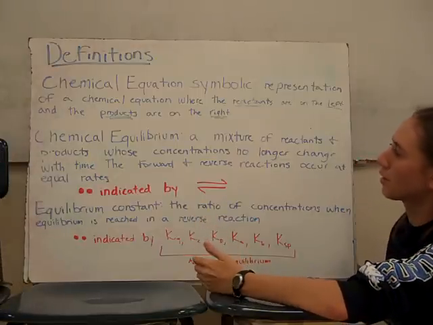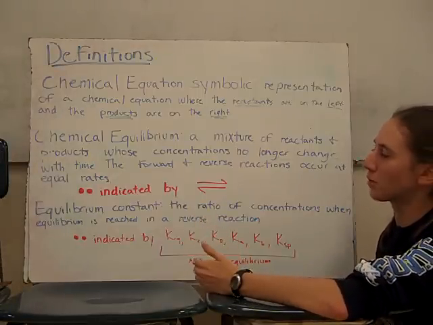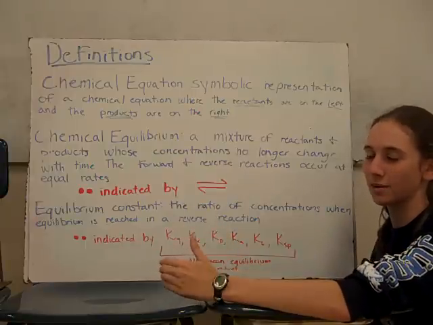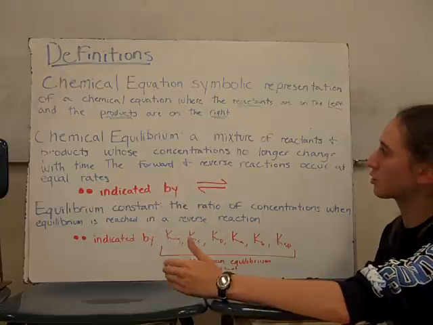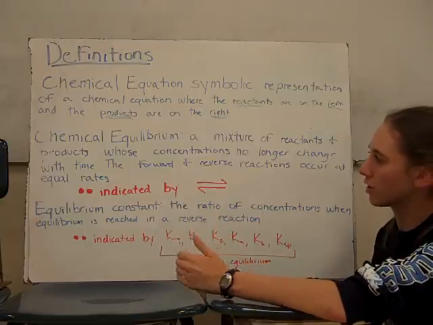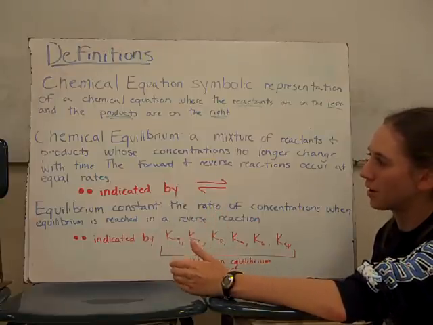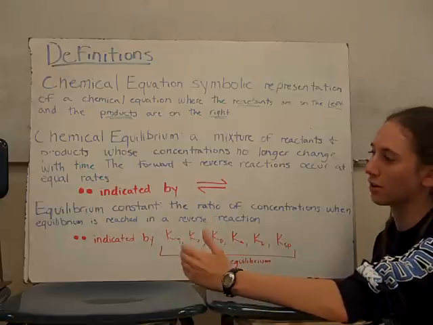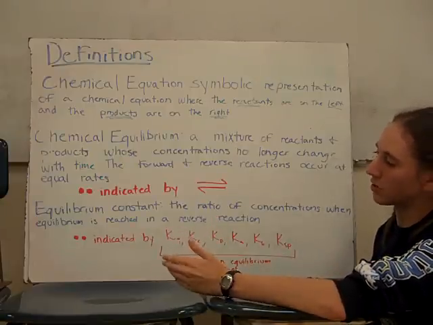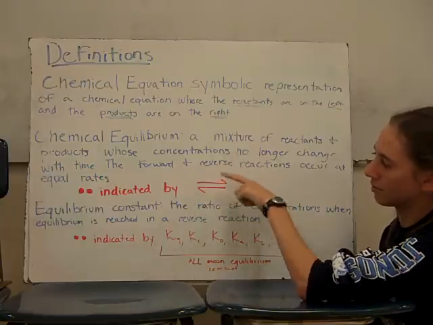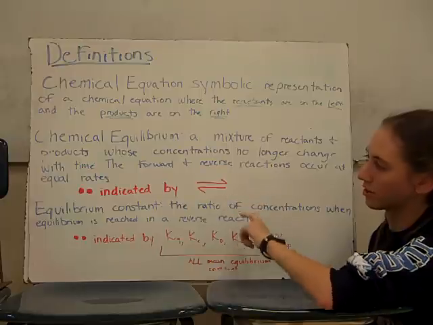A chemical equation is a symbolic representation of a chemical reaction where the reactants are on the left-hand side and the products are on the right-hand side. Chemical equilibrium is a mixture of reactants and products whose concentrations no longer change with time. The forward and reverse reactions occur at the same rate. Equilibrium expressions, or equations, are indicated by a double arrow, showing forward and backwards reaction.